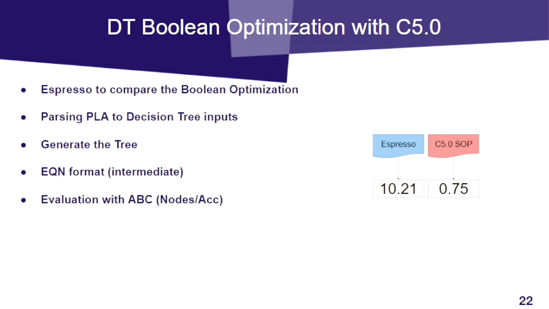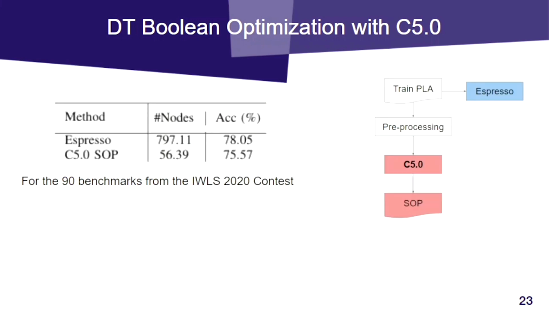And now we evaluate the final circuits with ABC, extracting the data needed to make this evaluation, which were number of nodes and accuracy. To calculate these results, we made number of nodes over the accuracy result, which gave us 10.21 for Espresso and 0.75 for C5.0. In this case, the lower the result, the better. And here are the average number of nodes and accuracy for Espresso and C5.0, considering 90 benchmarks.